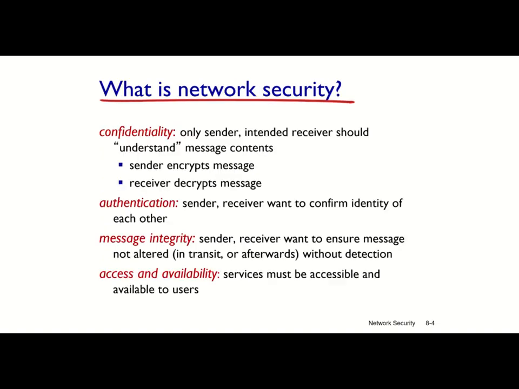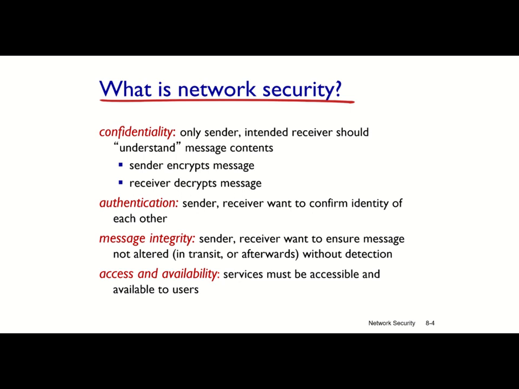To have a secure network, we have to have confidentiality, authentication, message integrity, and also accessibility and availability. So what does confidentiality mean? It means that in a two-way communication between two parties, only the sender and intended receiver should understand the message contents. To do this, the sender usually encrypts the message and the receiver decrypts it so that no one else can understand what the content of the message is.